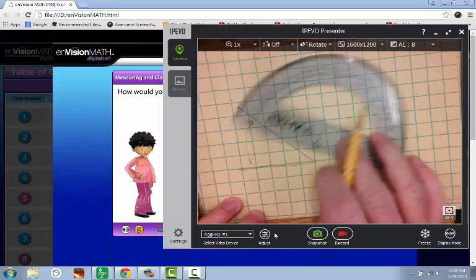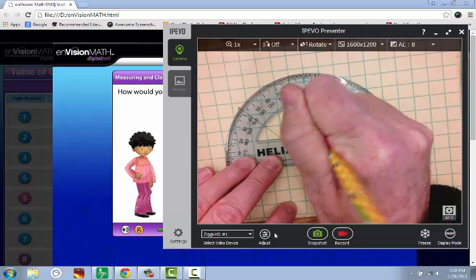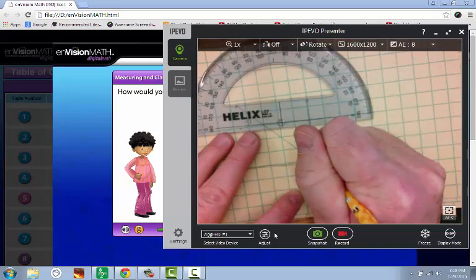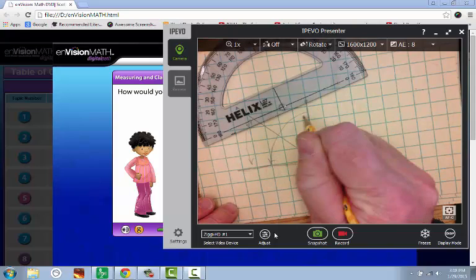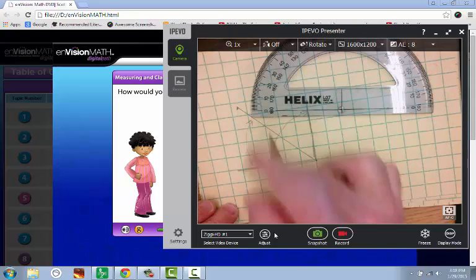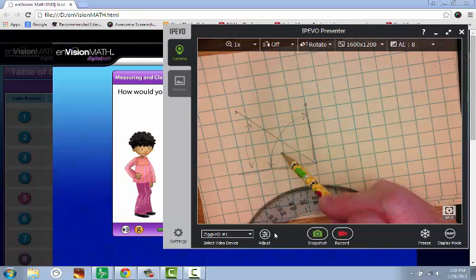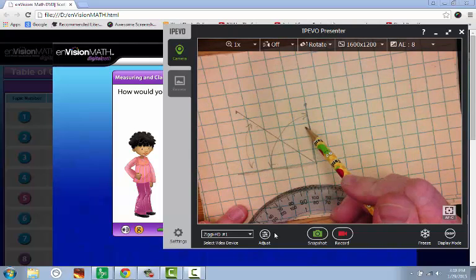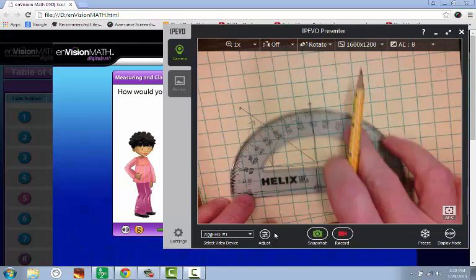Remember, if a 90-degree angle is right here, and we notice that this 90-degree angle opens up a lot wider than this one, then how can this angle be 140 degrees when we know that this angle right here is 90? So obviously we did something wrong.